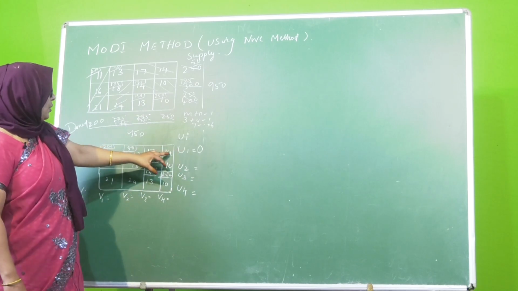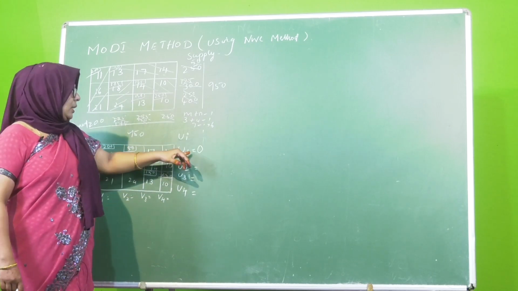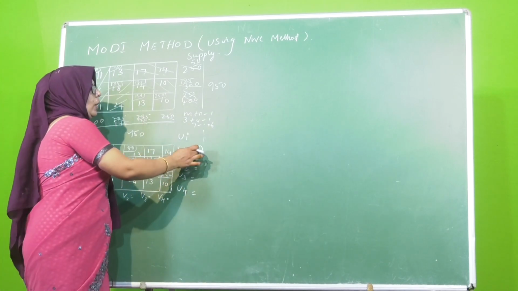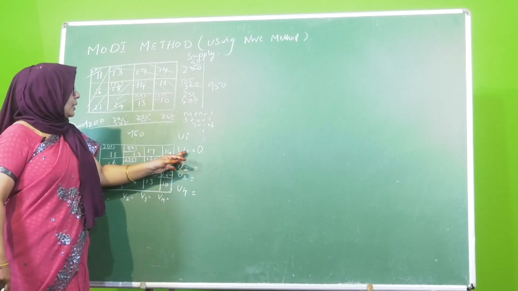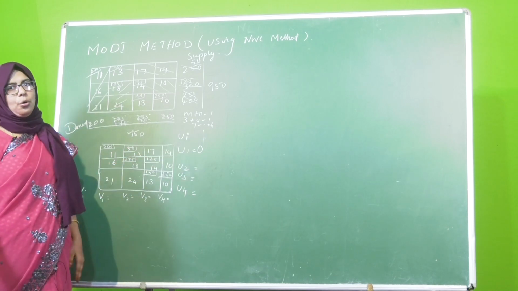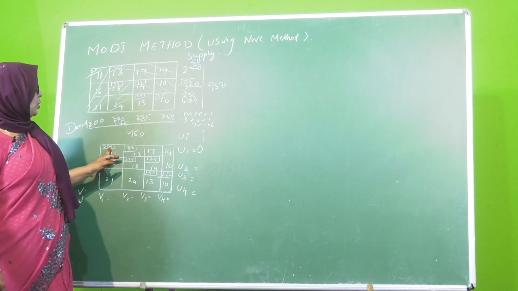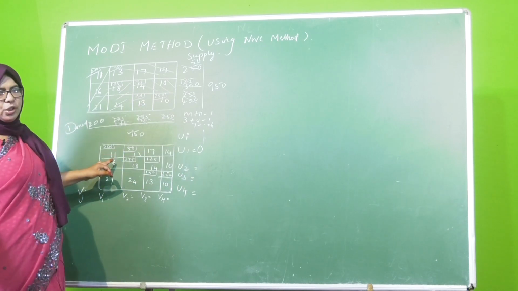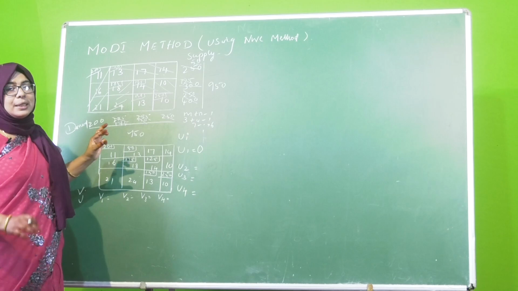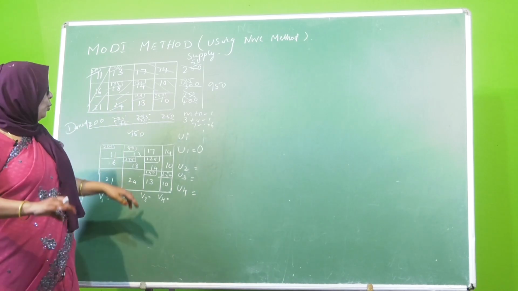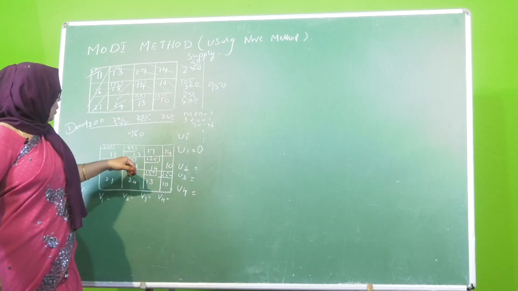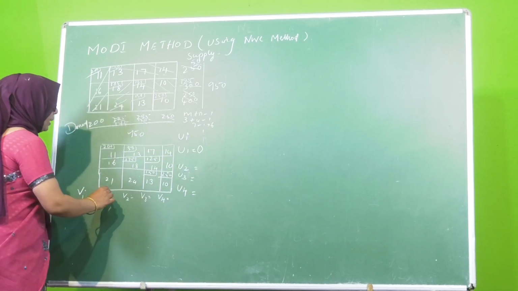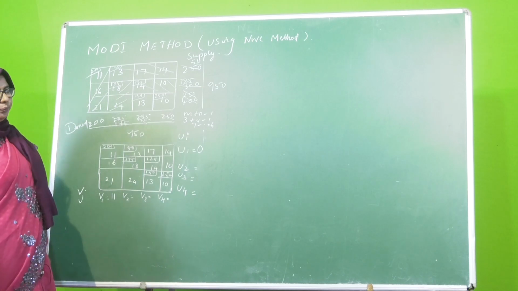You have to concentrate only on this row, because we know only the U1 value. So U1 is equal to 0. Looking at the first original allocation, 200, you subtract from the cell value this value. So 11 minus 0 is 11.